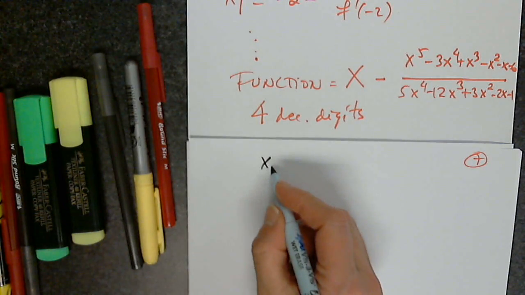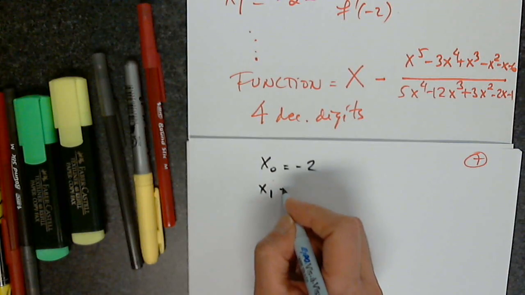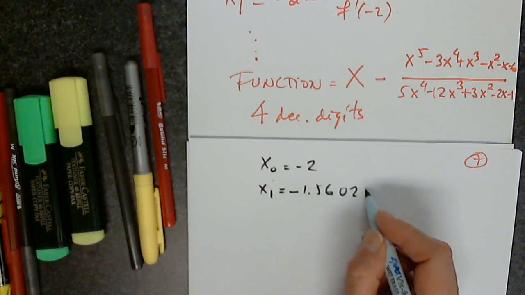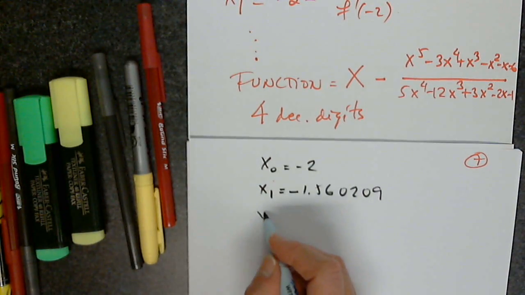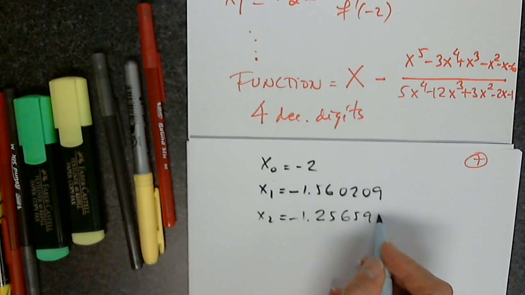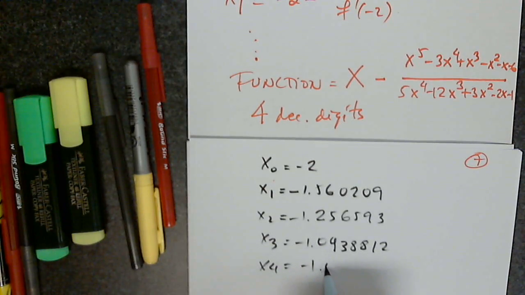So I used x0 to be -2. And then x1 turned out to be -1.560209. And then x2 turned out to be -1.256593. And then x3 -1.09388812. x4 -1.047823. And then I continue. Just press enter all the time.